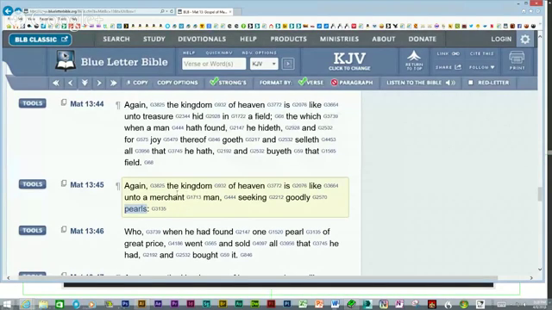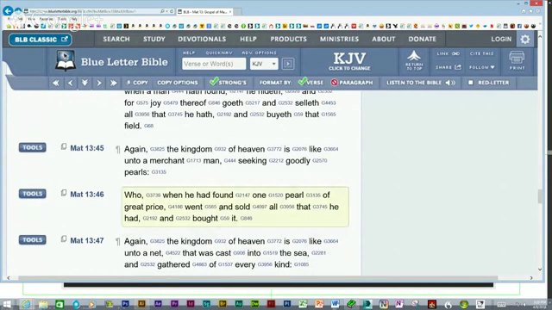And so you have a merchantman, someone who buys and sells, somebody who gains knowledge and teaches it as well. So seeking goodly pearls. So the higher understanding, the state of enlightenment, is like unto a merchant seeking goodly pearls, seeking good wisdom. When he found one pearl of a great price, went and sold all that he had and bought it.